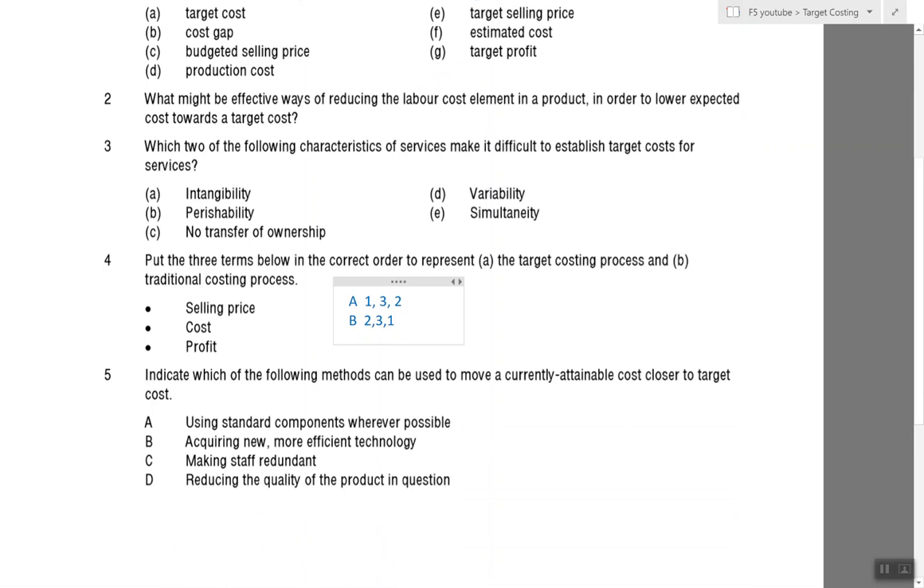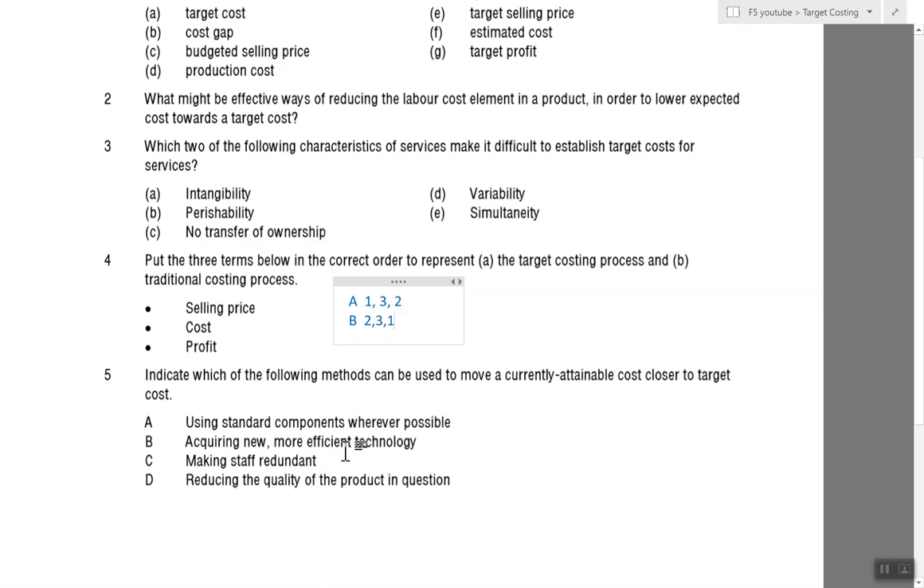Indicate which of the following methods can be used to move currently attainable costs closer to a cost target. Currently attainable cost means estimated cost, the cost that we currently attain. Estimated cost, currently attainable cost, so they all mean the same thing. So what it simply means, how can you reduce the cost gap? Using standard components wherever possible, yes. Okay, which of the following methods can be used to move a currently attainable cost closer to target cost?